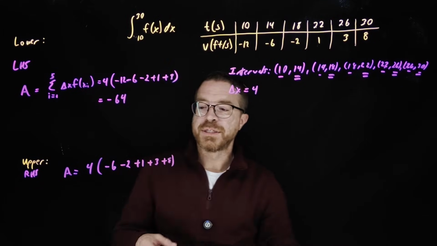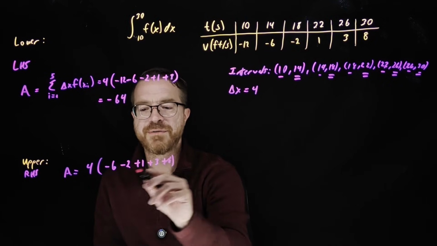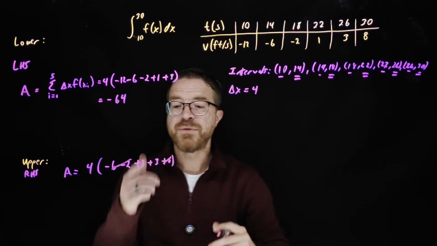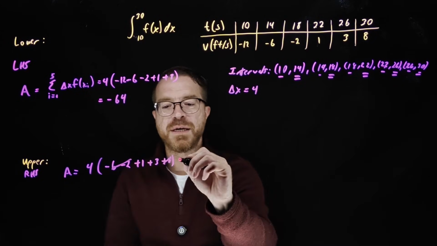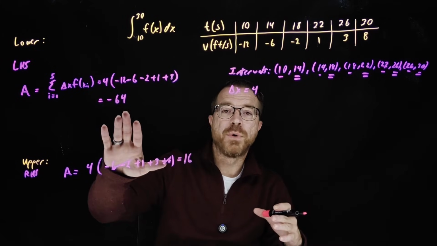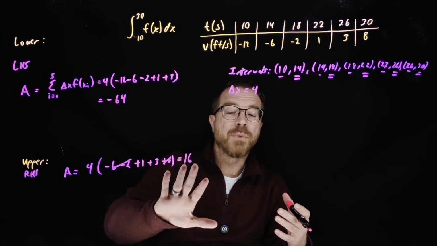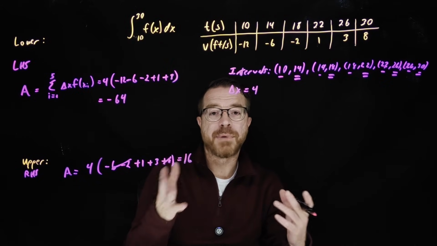So then, of course, adding all this up together, I have minus 6 minus 2 is going to give me negative 8. Negative 8 and positive 8 are going to cancel. This is just going to leave me 4. So 4 times 4 gives me an area of 16. So you can see that when we're using our left-hand endpoints, we're actually underestimating the area of this curve at negative 64. When we're using our right-hand endpoints, we're overestimating at positive 16.